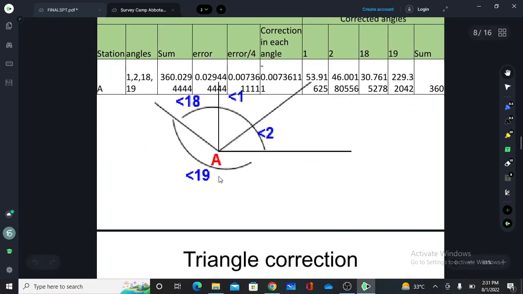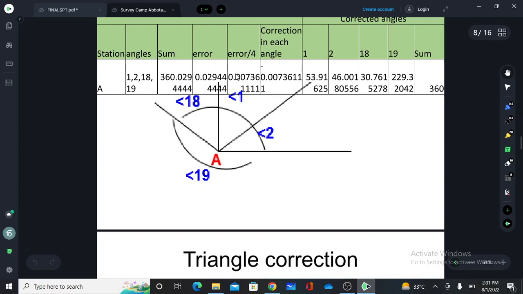So for instance, you see here at a point A, we have angle 1, 2, 18 and 19. So sum of all the 4 angles should be 360 degrees. So you see here the sum is coming to be 360.029444. That is, it is more than 360 degrees. So we'll find out the error. And how do we find out the error? Subtract 360 from this value. So we get this error.